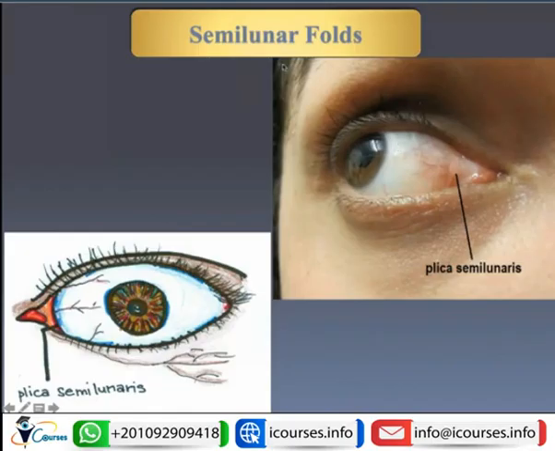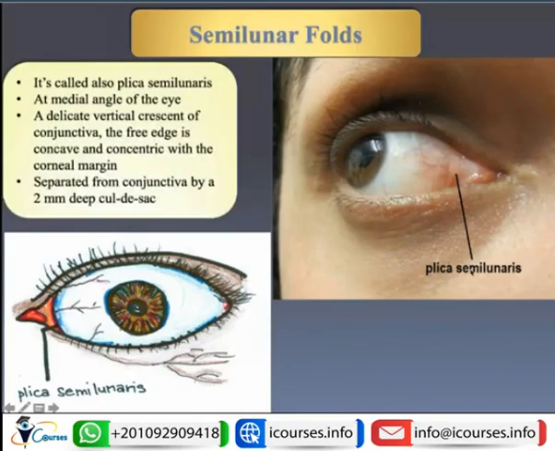Then we have the semilunar folds, so the plica semilunaris. It is present at the medial part of the eyelid as a vertical fold of conjunctiva. The free edge is concave and concentric with the corneal margin, and it is separated from the conjunctiva by a 2 millimeter cul-de-sac. So there is a fold between the plica semilunaris and the bulbar conjunctiva.